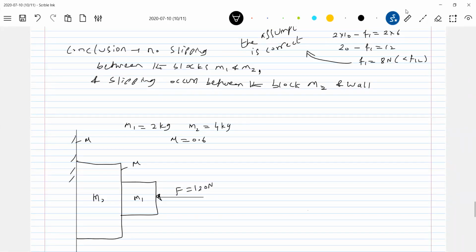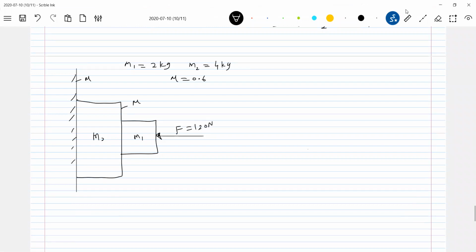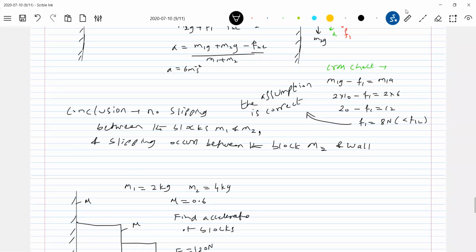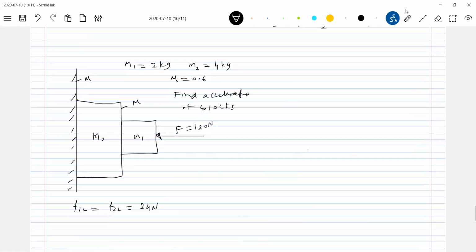Now directly get into the problem. There's a given thing: find the acceleration of the blocks. I think we have the same old information. F1L equal to F2L is equal to how much? 24 Newton. Those are the limiting friction values, the same data as earlier. What do we have now? The same thing I'm continuing, the same diagram.